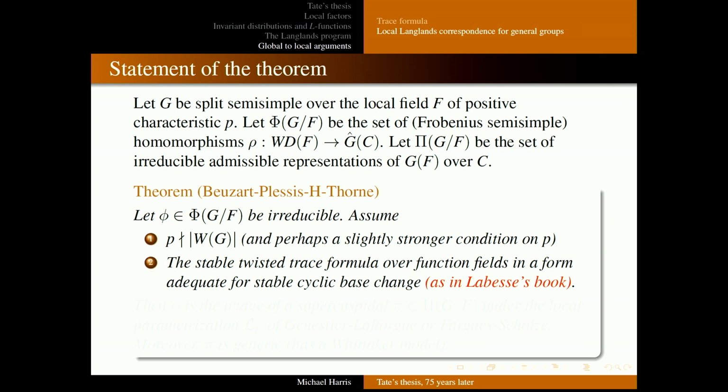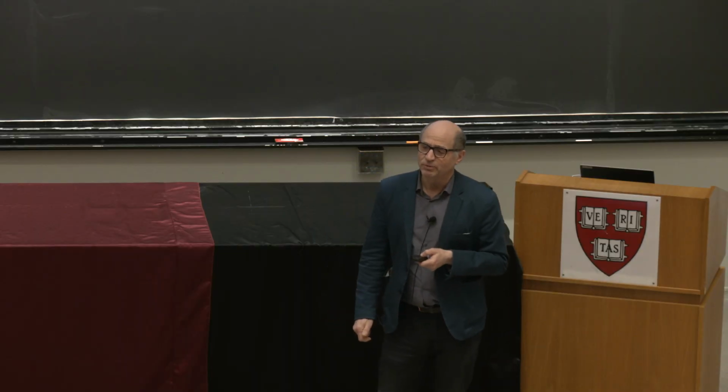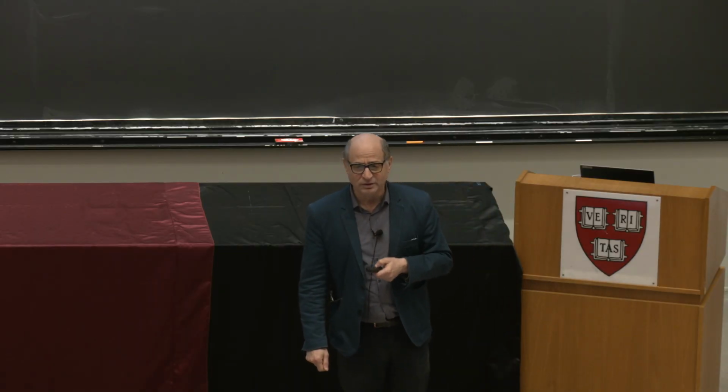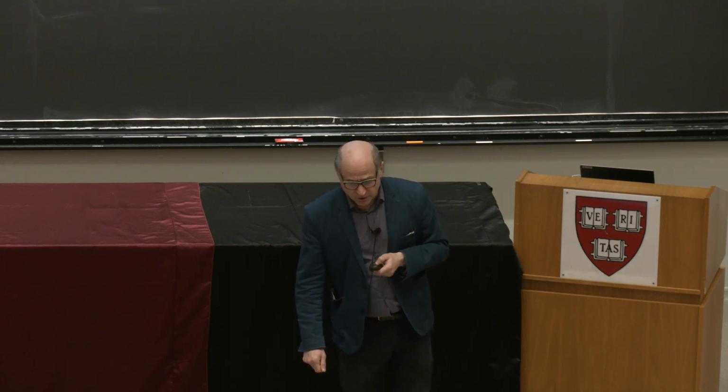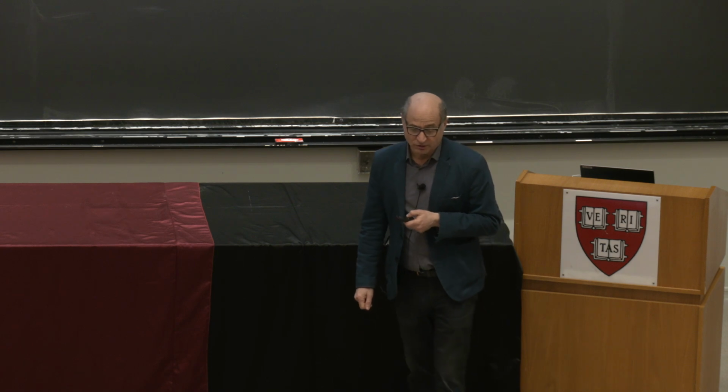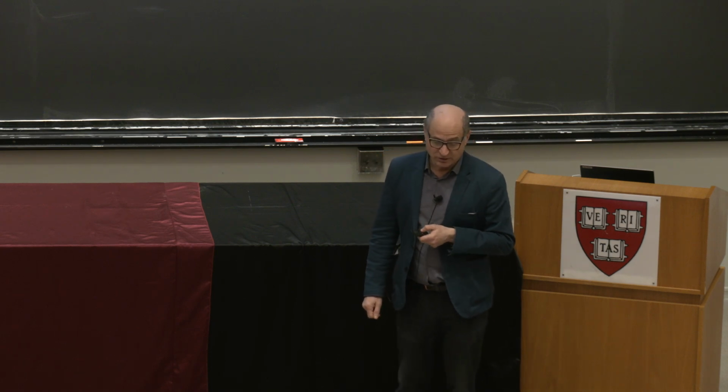So suppose you have an irreducible parameter. And suppose, and these are presumably temporary restrictions, suppose p is prime to the order of the Weil group, and at present, with reference to some unwritten papers of other people, there may be an additional, stronger condition on p, but sufficiently large p. And suppose there is a stable twisted trace formula over function fields in a form adequate for stable cyclic base change.